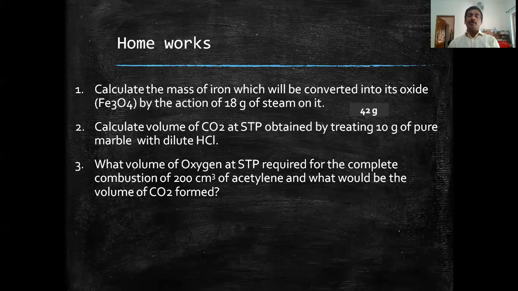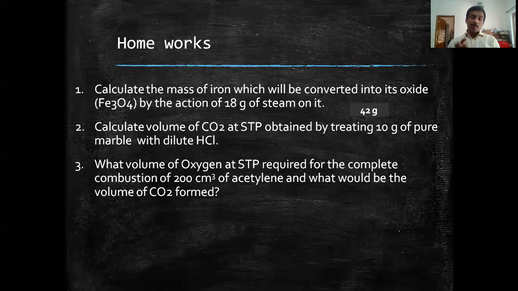Calculate volume of CO2 at STP obtained by treating 10 gram of pure marble with dilute HCl. So here, which are the reactants? Pure marble and dilute HCl. What is marble? CaCO3 plus HCl gives CO2. One product is given. What will be the other product? CaCO3 and HCl. So surely CaCl2 will be one of the products and H2O. So CaCl2 plus H2O plus CO2 is the product.